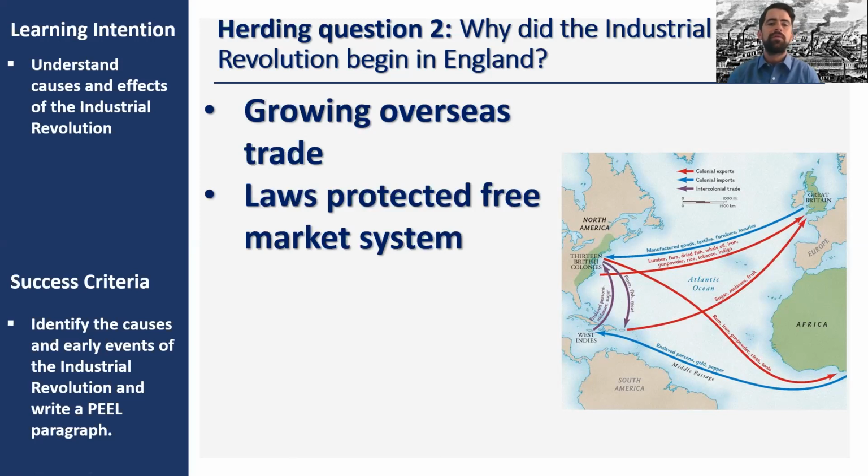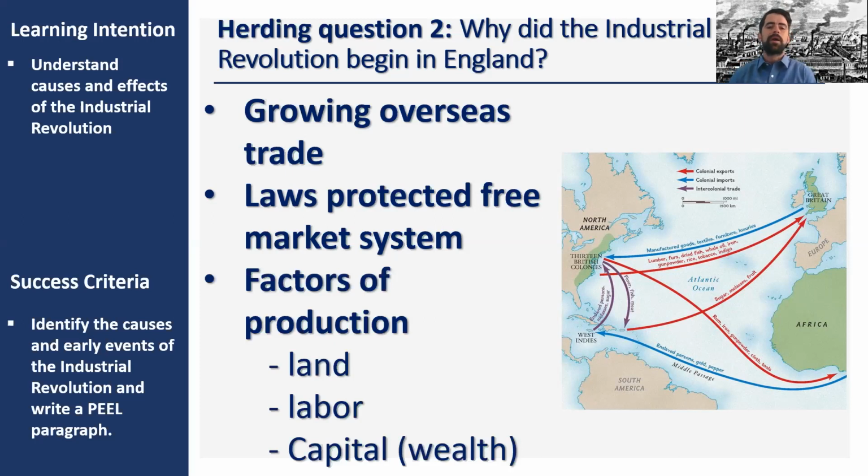Okay, they also had a lot of laws to protect free market capitalism, meaning people were encouraged through the laws of England to trade freely without a lot of taxation and without a lot of interference from the economy. And a lot of people feel that this encouraged businesses to start and to trade with one another and to grow a large capital economy.